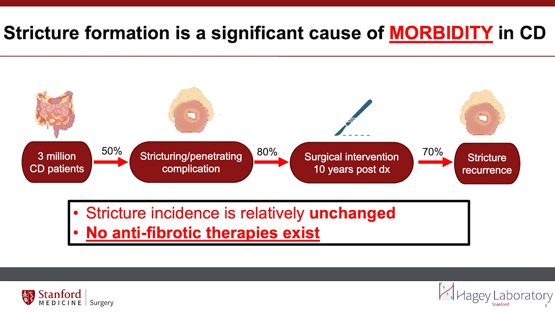Interestingly enough, despite significant advances in anti-inflammatory therapies, stricture incidence remains relatively unchanged. And other than bowel resection, which isn't really a cure, there are no anti-fibrotic therapies.